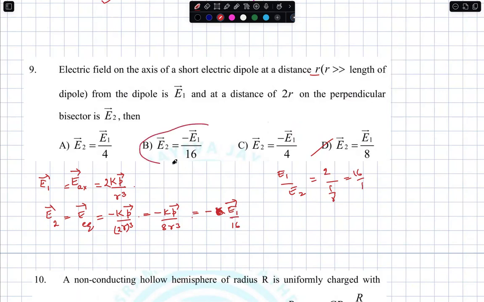I think the answer needs to be B for this. At a distance 2r on the perpendicular bisector is E2. It should be B. Final must be B. They have given D as the answer. I'll work on that again. Right.